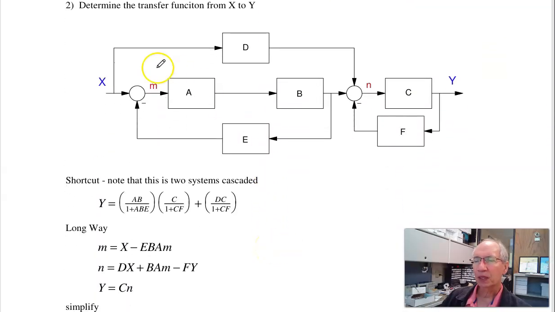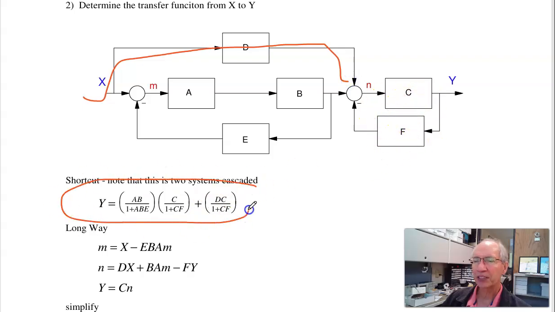Problem 2. What's the transfer function in this case? In this case, I've got two cascaded systems. Treat that as two systems multiplied together. So here's one path. This is one loop. That's AB over 1 plus the loop gains, 1 plus ABE, times C over 1 plus CF. That's one path. And here's the second path, plus D times C over 1 plus CF. So that should be the answer.